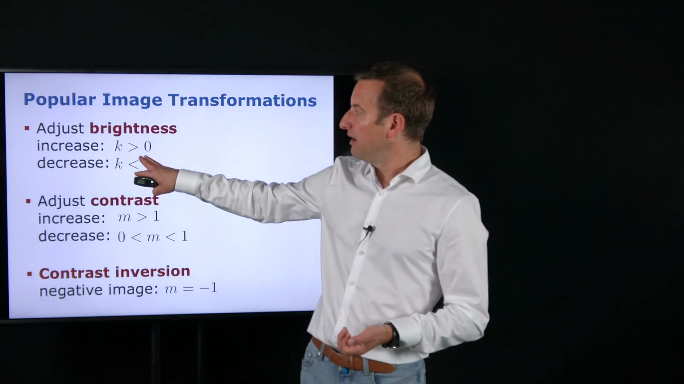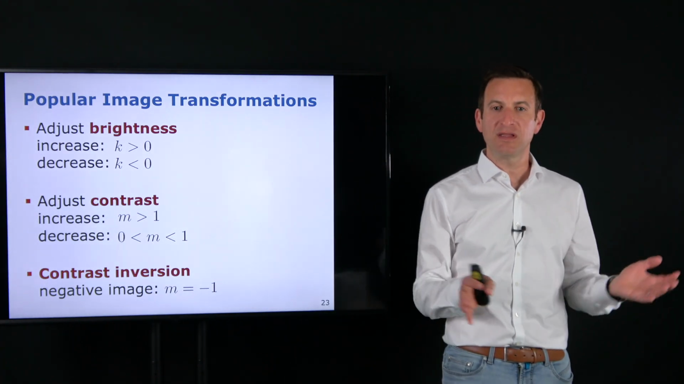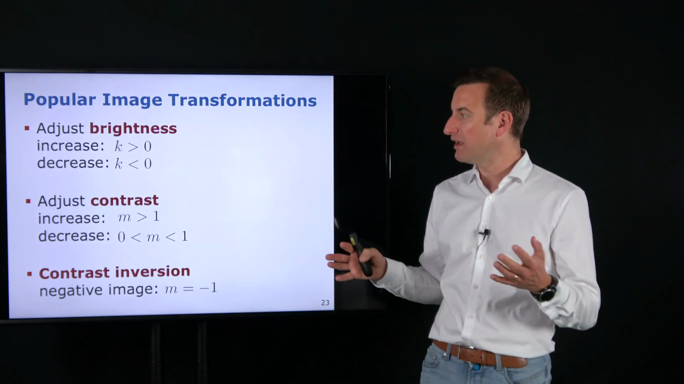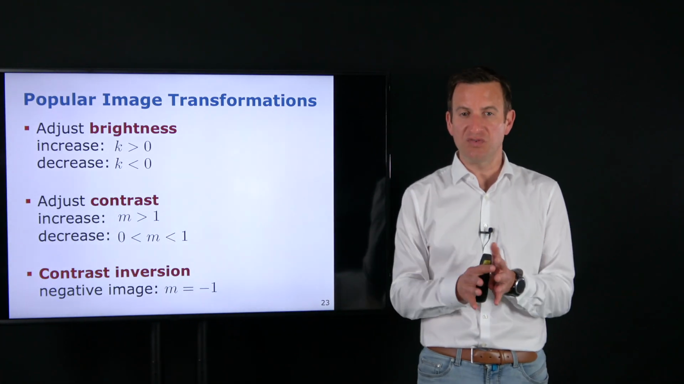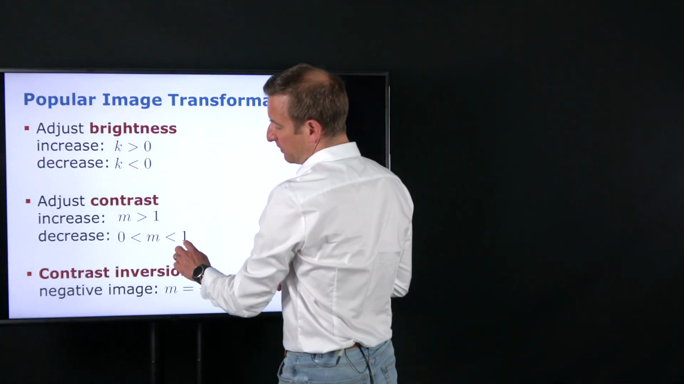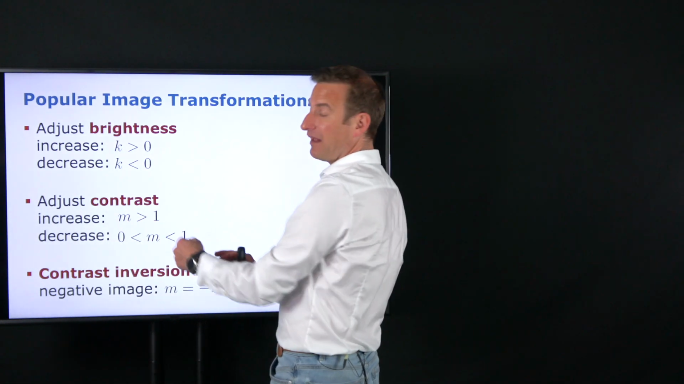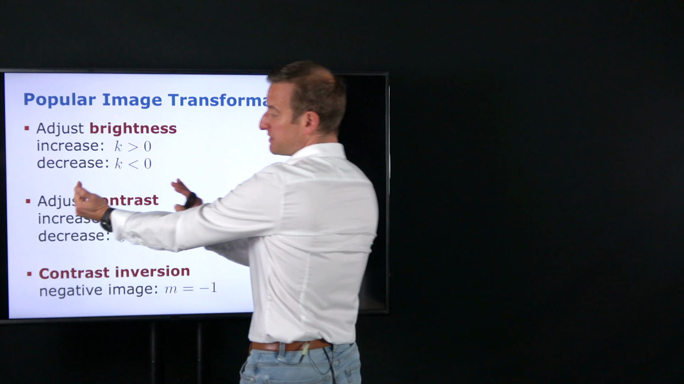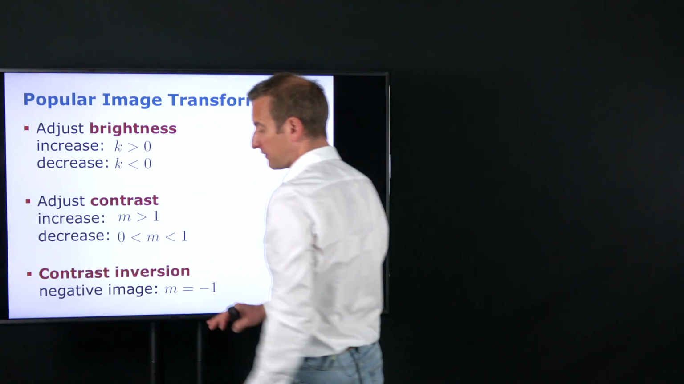So if k is larger than 0, we typically increase the brightness. If k is smaller than 0, we decrease it. If m is larger than 1, we increase the contrast. Or if m sits between 0 and 1, we're actually decreasing our contrast, because a value between 0 and 1 squeezes the intensity values close together, a value larger than 1 pulls them apart from each other. k larger than 0 shifts the histogram in the positive direction, k smaller than 0 shifts the histogram in the negative direction.